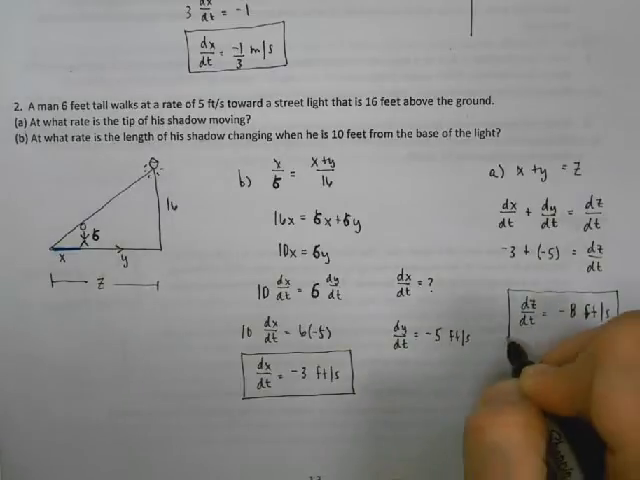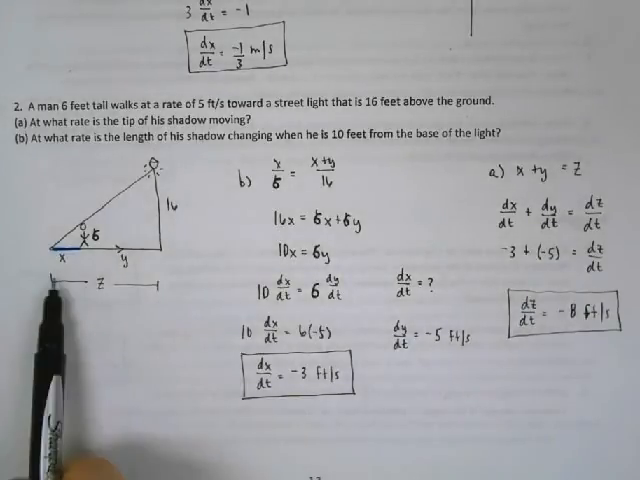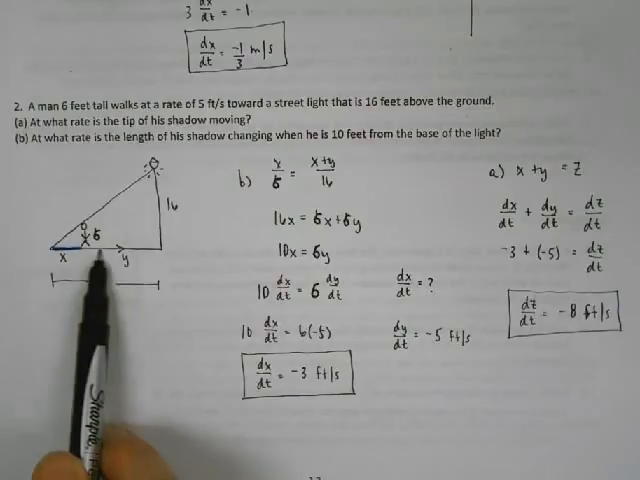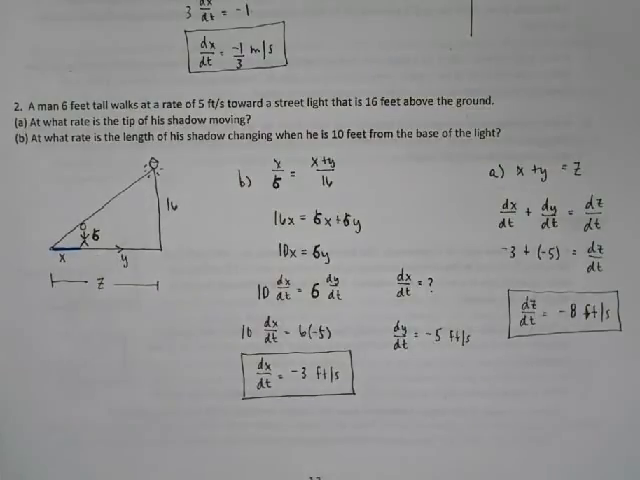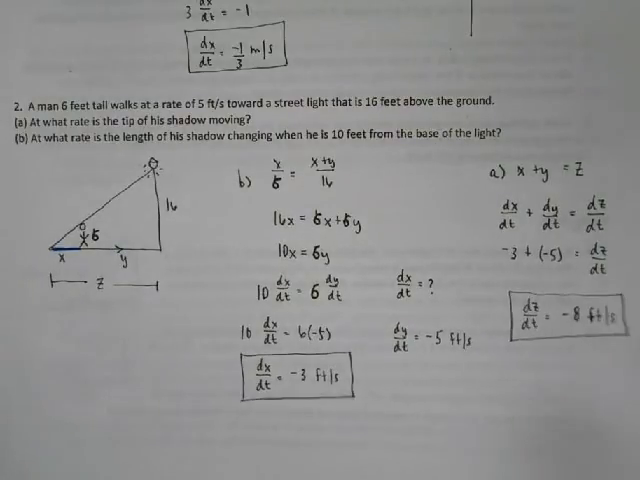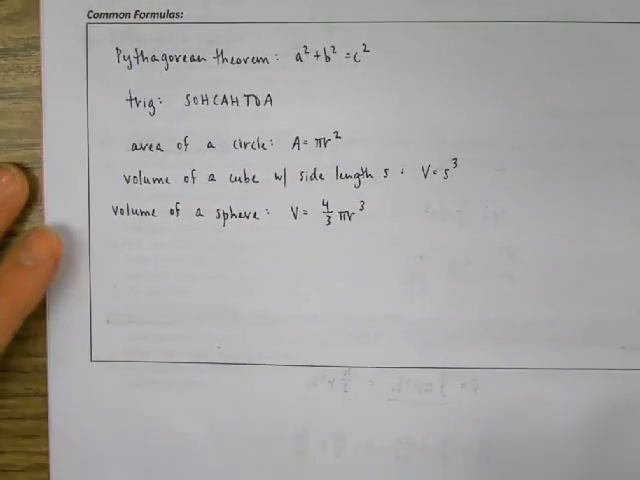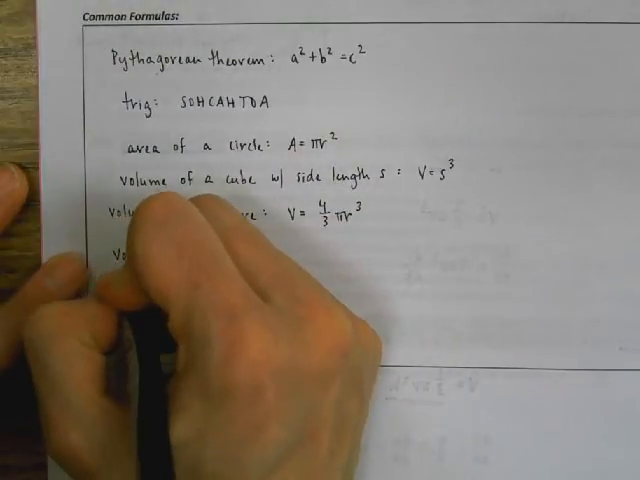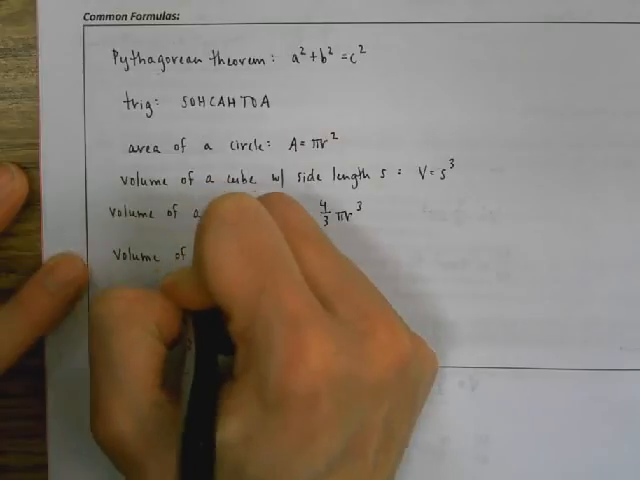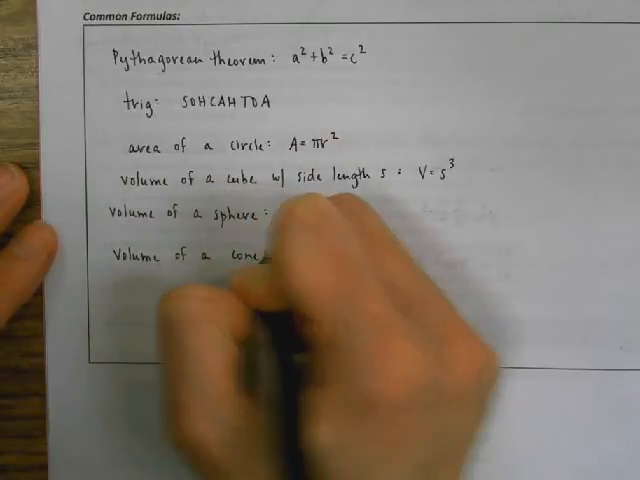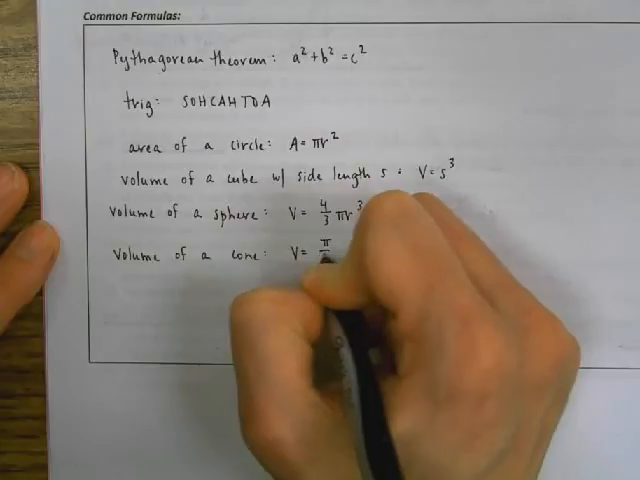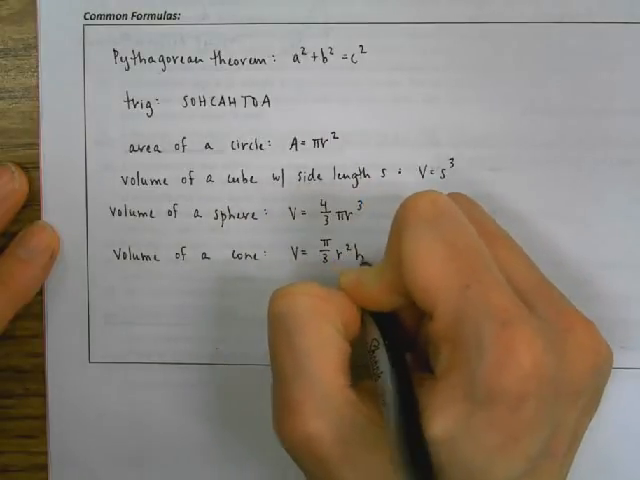So that means that negative here indicates that the tip of that shadow is getting closer and closer to the lamppost. That distance is decreasing. So that's it for this type of problem. Really quickly, let's go back. I think the only thing really that we need to add on page 8 is the volume of a cone, which we said is volume is pi over 3 r squared h.